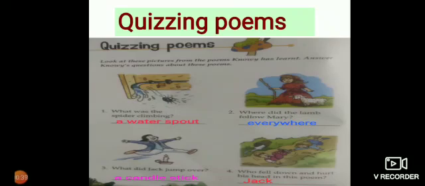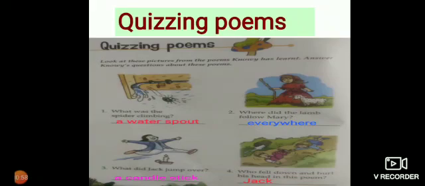As you can see in the picture, it was taken from the poem Incy Wincy Spider. So if you remember, it was like Incy Wincy Spider climbed up the water spout. Right? So what was the spider climbing? It was a water spout.